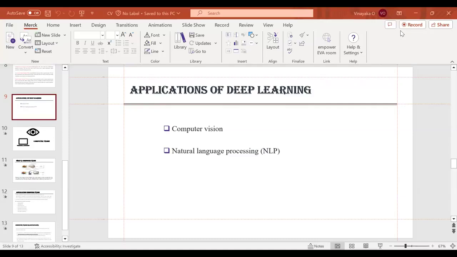I'm asking about the applications of deep learning. These are the two things which I presented yesterday: computer vision and NLP. What do I mean by computer vision? As per the name, just tell me what is computer vision. I don't need any theoretical or exact definition. By seeing this name, what comes into your mind?